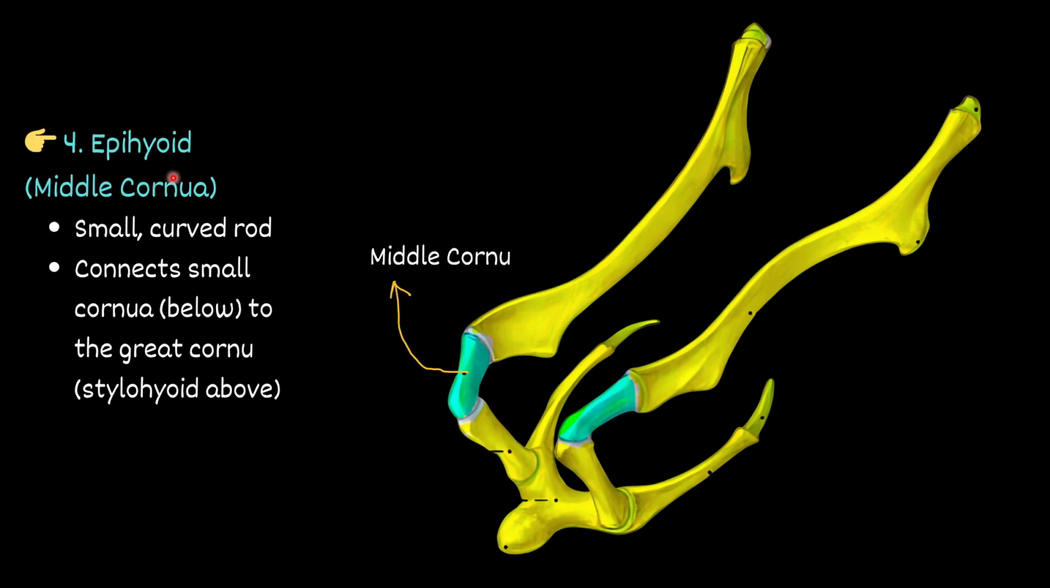Then the epihyoid or middle cornu. This one is the middle cornu. It is a small curved rod that connects the small cornua below to the great cornua above. Below this you will find the small cornu, and above this you will find the great cornu.